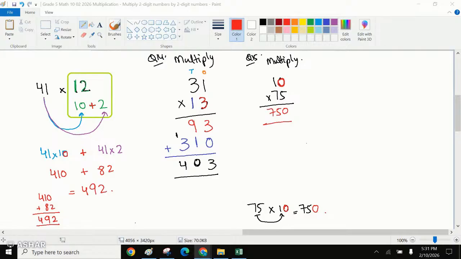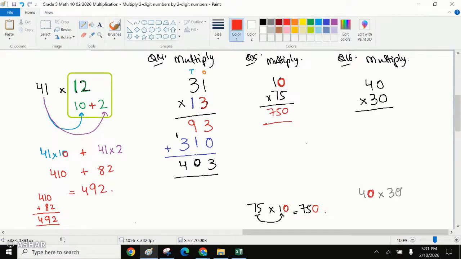But let's suppose if we have two numbers ending with a 0, okay? If I would change this question number 16, and if I would say both the numbers were ending with a 0, let's suppose 40 is to be multiplied by 30, right? Let's do it over here. Let's see how we can do it. How many zeros we have? 1 0 and 2 0. That means we have two zeros. Agreed?